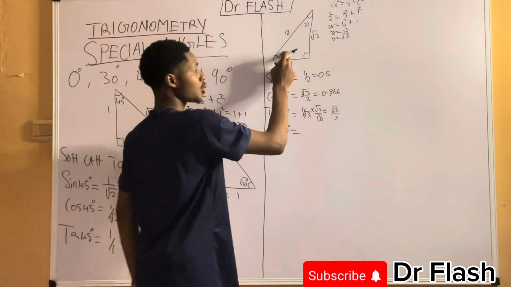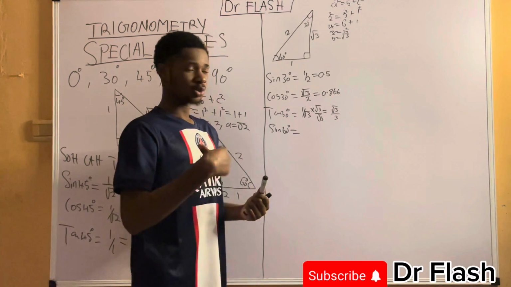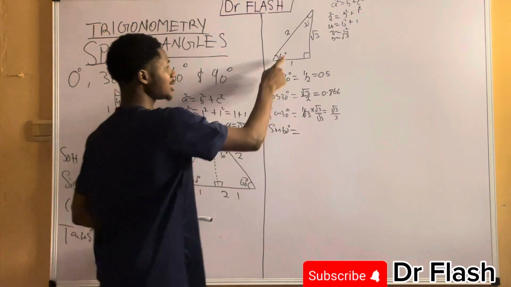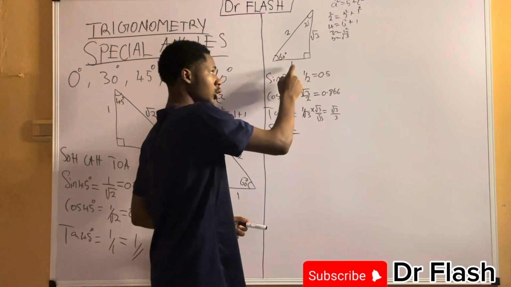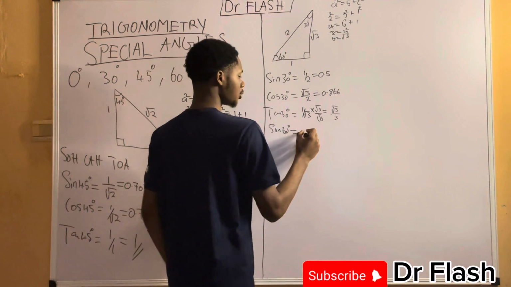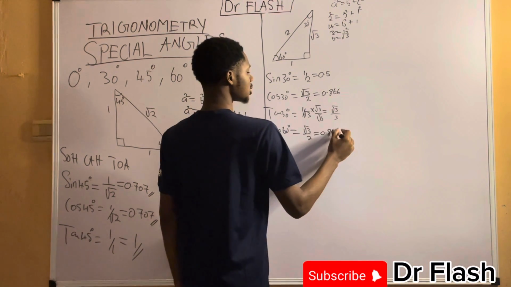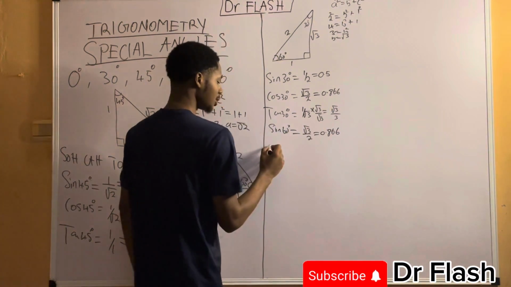Since I'm dealing with this angle, I explained in the previous video how you are going to identify your opposite. That is why it's important to watch that first, okay? So sine 60, since I'm dealing with this angle, here becomes our opposite, no longer 1. So this is what now? Opposite over hypotenuse. So we're going to have root 3 over 2 or 0.866 as our sine 60.